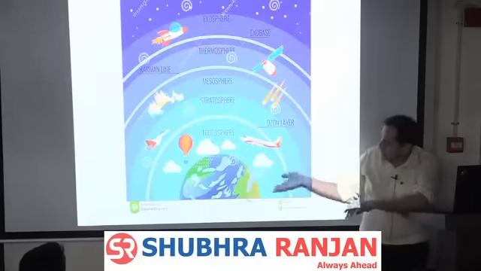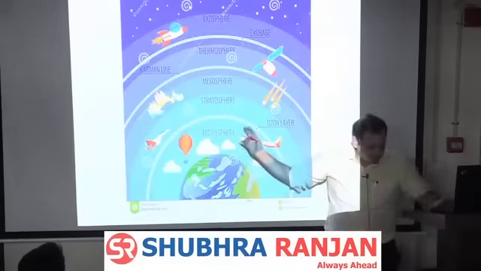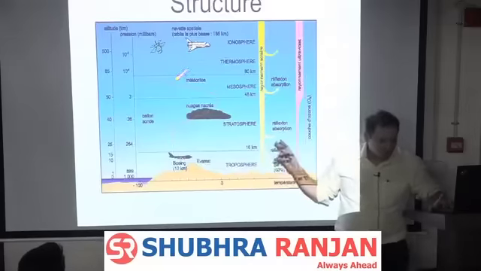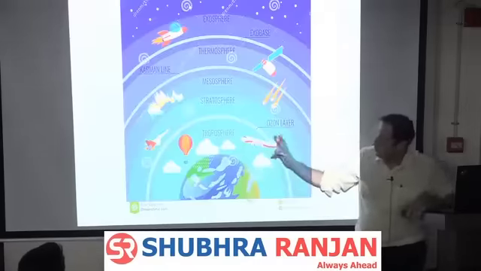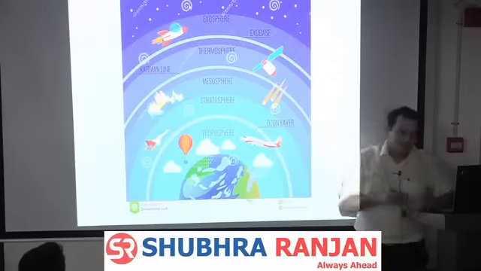This is again another example of how reality is, because generally it seems to us flat. No, you should not forget that Earth is round. So this is how the different layers of the atmosphere are.